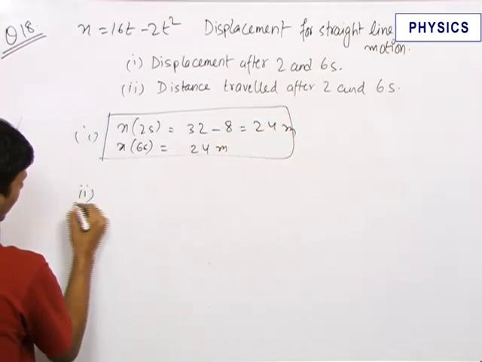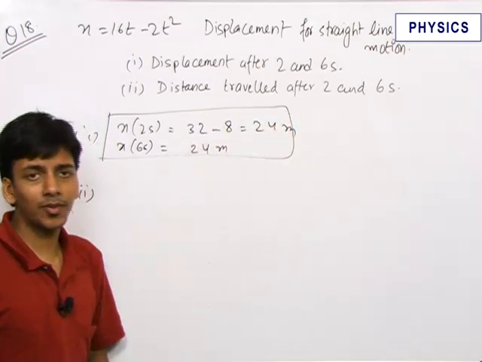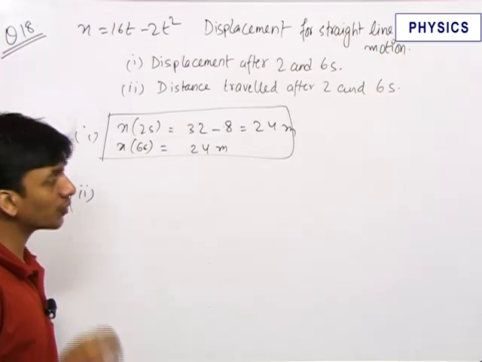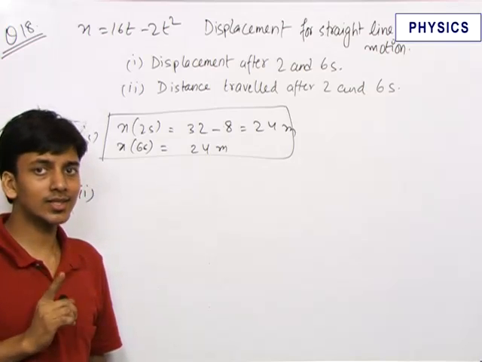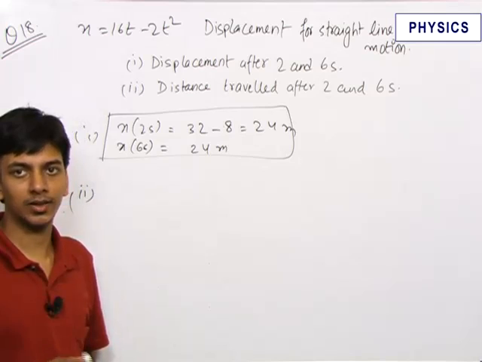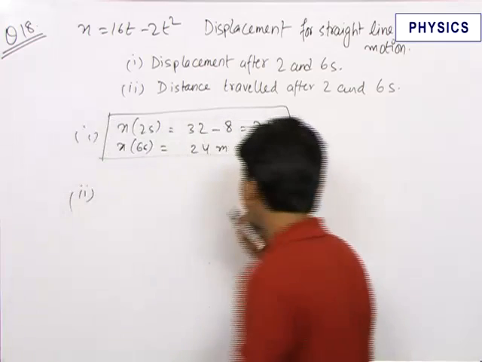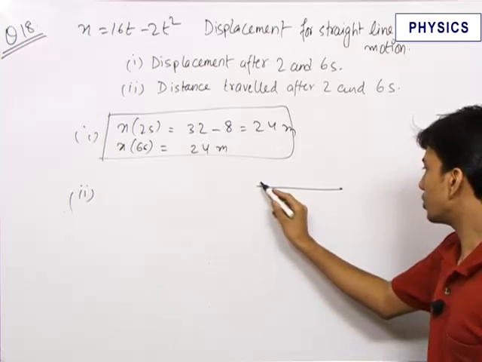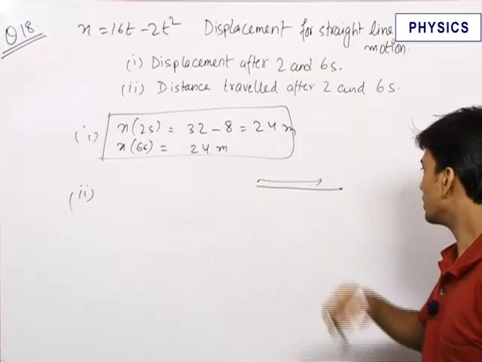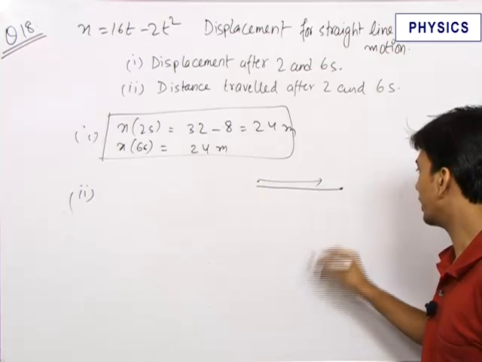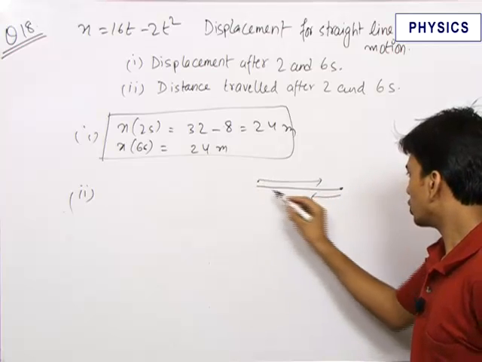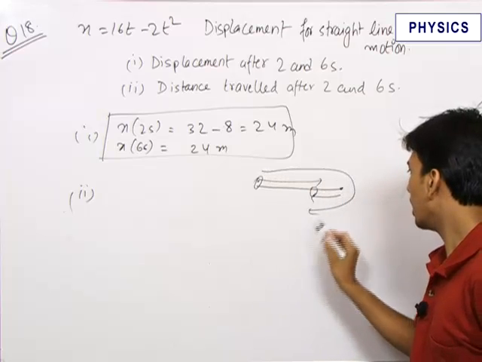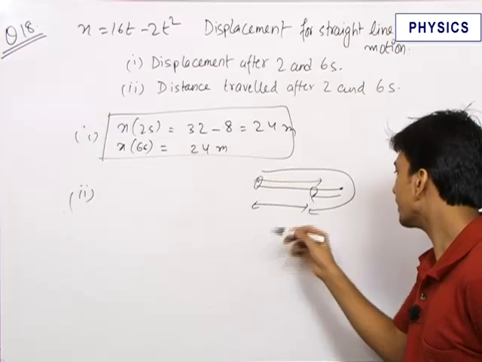Now for the second part, while finding the distance travelled by the particle till t is equal to 2 seconds and t is equal to 6 seconds, what we need to keep in mind is that distance is not always equal to the displacement of the particle, because in rectilinear motion, suppose it is travelling from here to this side and its velocity becomes 0 at this point and it returns back, so from this point to this point the distance travelled by the particle is this, but its displacement is only this.